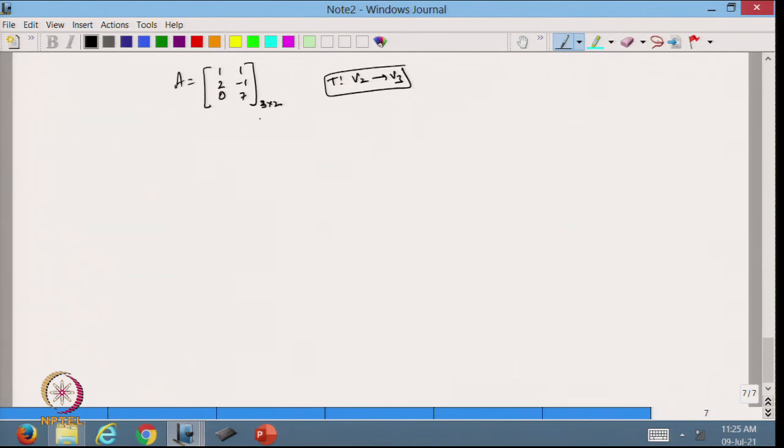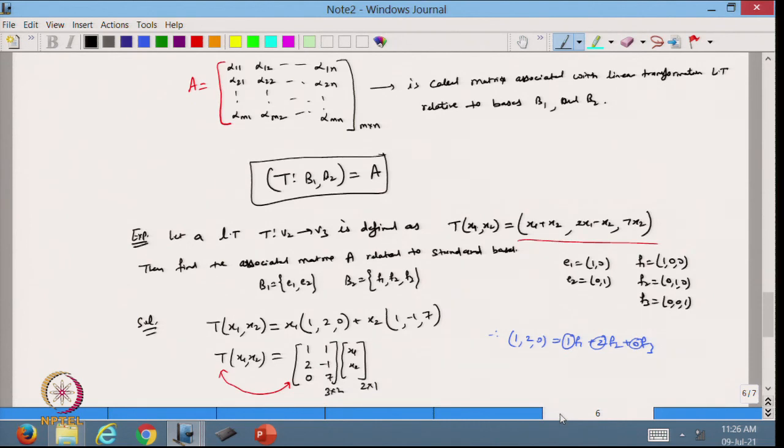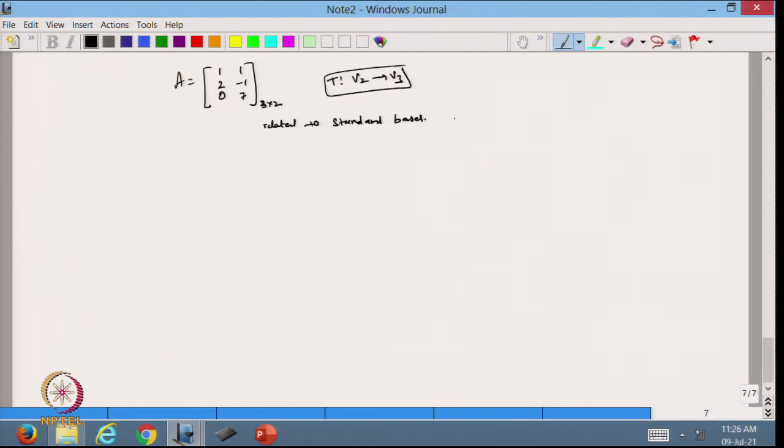So, this is the matrix related to the standard basis. Now, if somebody says that we have the same transformation but I change my basis, then what will happen to the matrix? That matrix we can define.